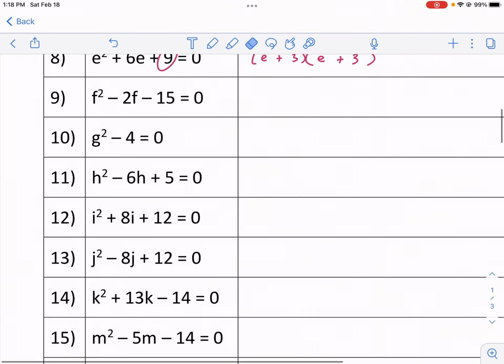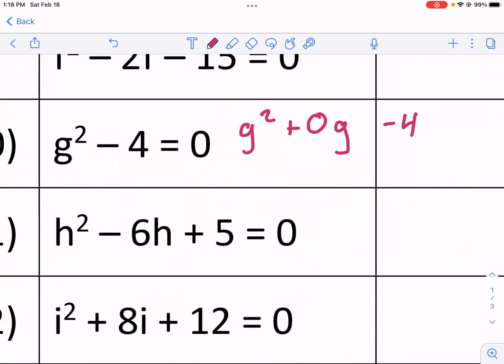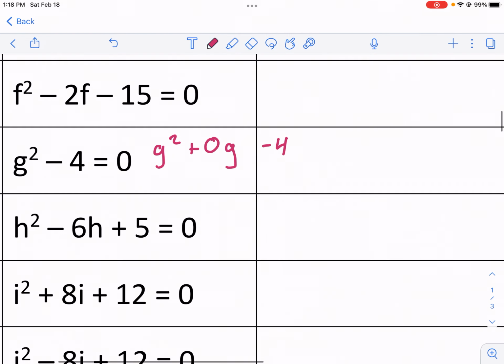All right, let me talk about number 10. I'm sure this is probably confusing people. g squared minus 4. Well, where's the middle term? Anytime you don't see the middle term, this is what you can do. Rewrite it so it does have a middle term. Well, how do you do that? You do that by saying it's going to be 0 times that variable, okay? When you have 0 times a variable, it essentially just disappears. So you can just do 0g for this one. g squared plus 0g minus 4 equals 0.